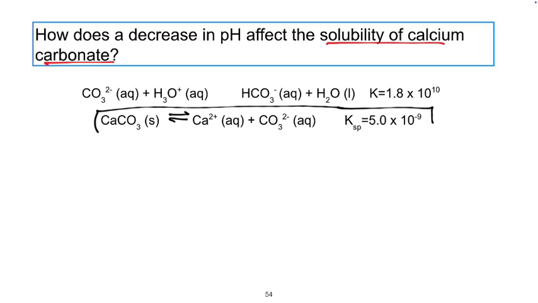Then it says, how does a decrease in pH? What the heck does a decrease in pH mean? A decrease in pH means more acidic. What does more acidic mean? And don't say decrease in pH. What would H3O+ react with? Generally speaking, what does a positively charged molecule react with? A negatively charged molecule.